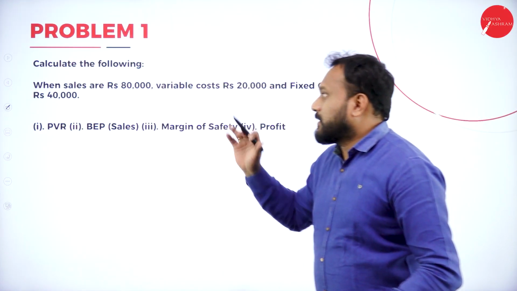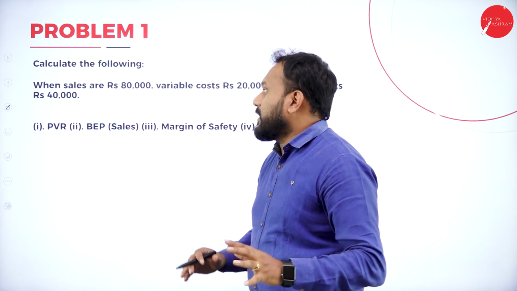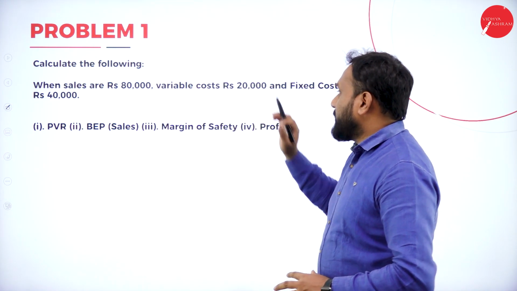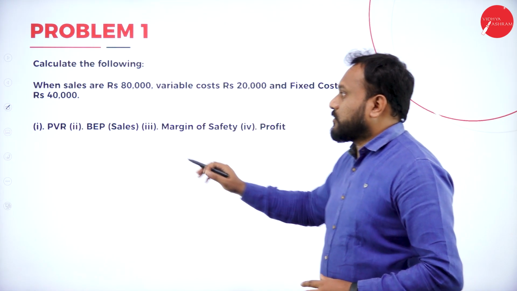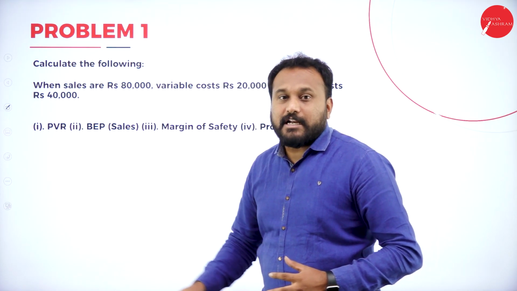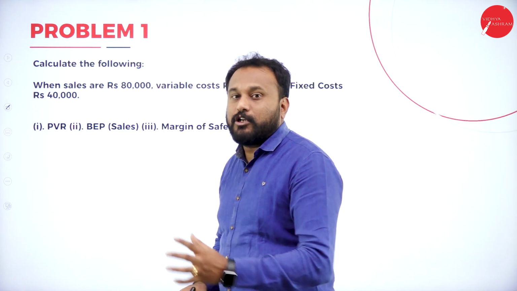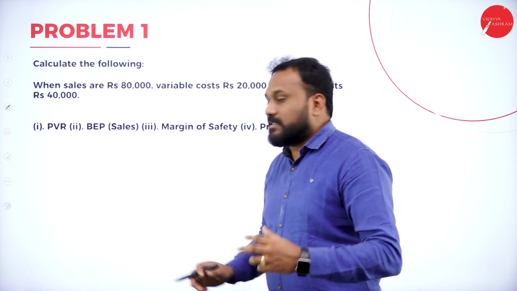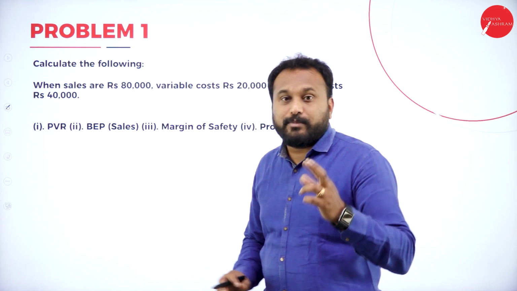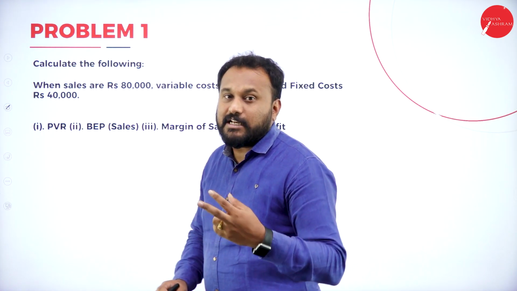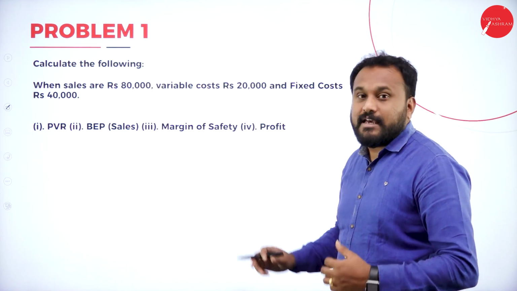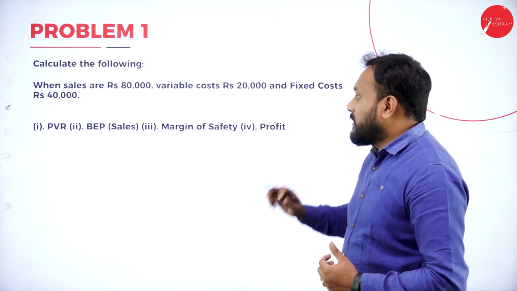Now we have a problem. The first problem, calculate the following. When sales are rupees 80,000, variable cost rupees 20,000 and fixed cost rupees 40,000, you are supposed to calculate PVR. Now PVR is what? Profit volume ratio. BEP is the second one, that is BEP in sales. I told you BEP has 2 formulas. One is BEP sales, another is BEP points. Next you have margin of safety, and the last one is you are supposed to calculate the profit.